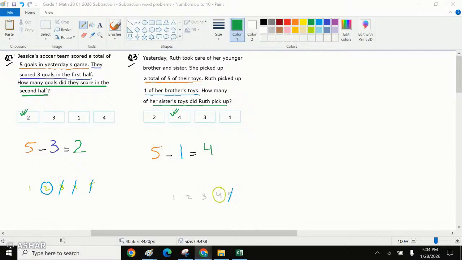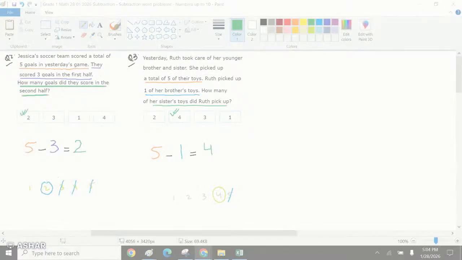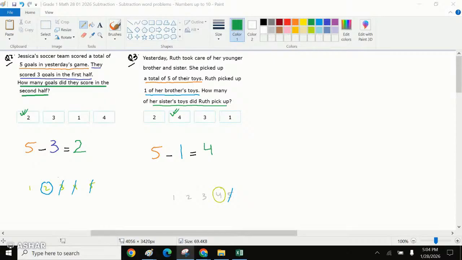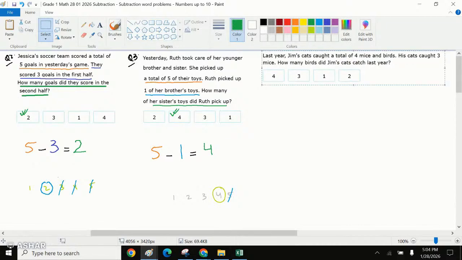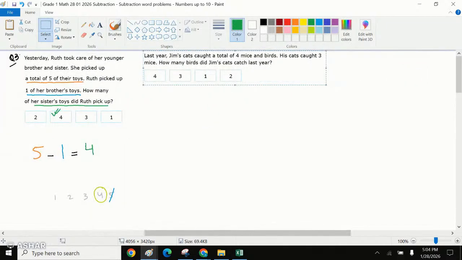So the next question we have is, just a moment. Jim's cat is catching mice. Let's see, how many mice did it catch? And this is our question number 5.